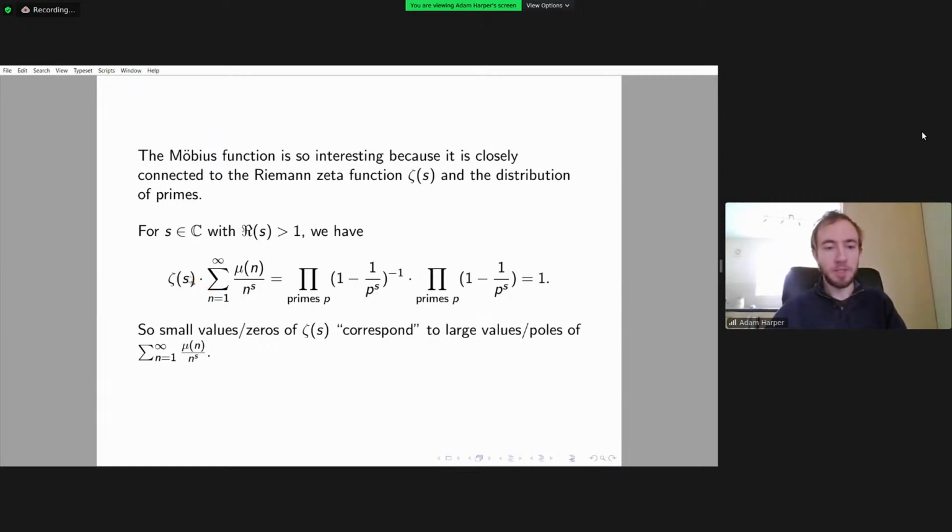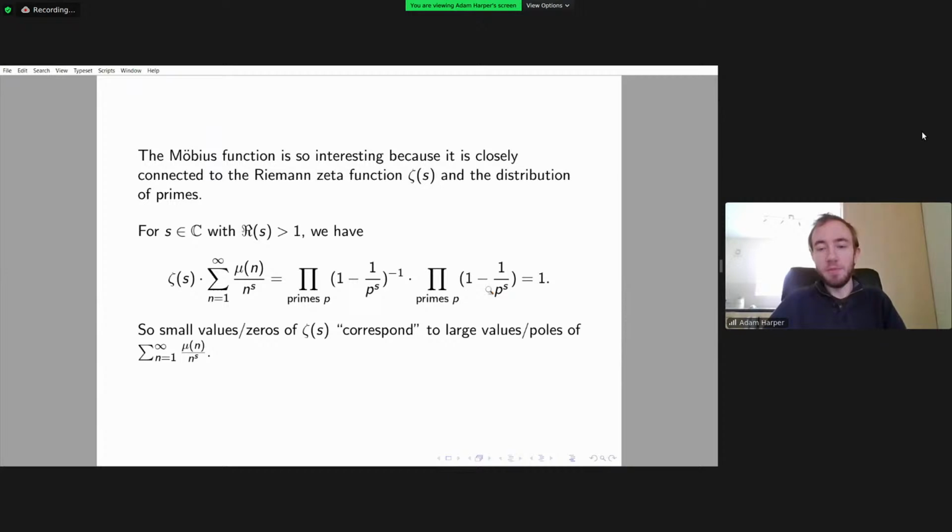And you can multiply this by the Riemann-Zeta function. If the real part of s is strictly bigger than 1, the Riemann-Zeta function is given by an Euler product, the product over the primes, this. And you can show that the Dirichlet series with coefficients mu is also given by an Euler product. It's given by this product over primes.